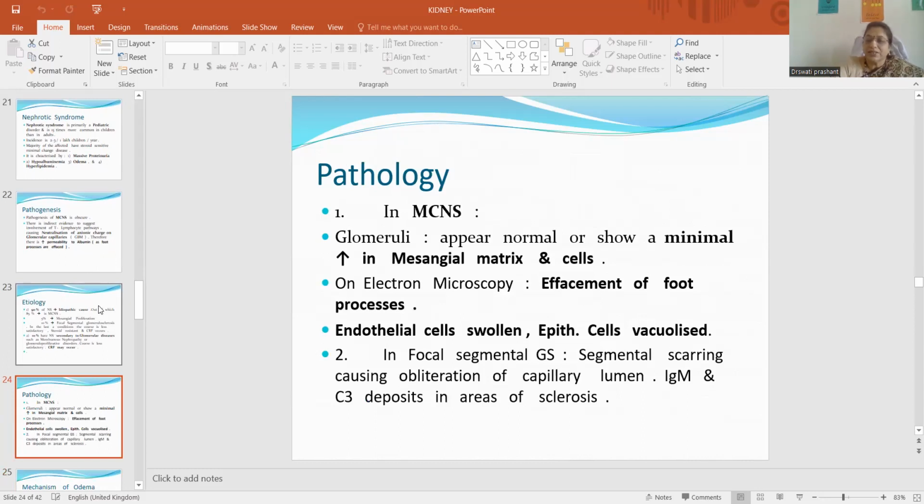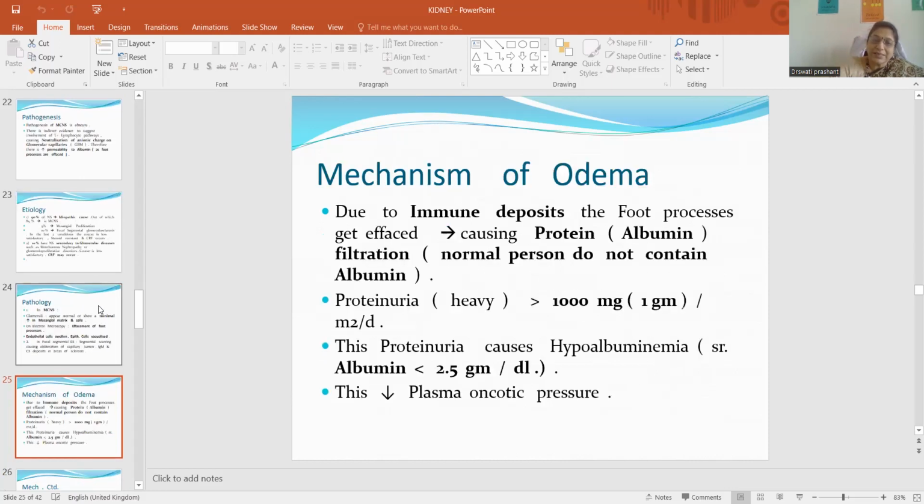In minimal change nephrotic syndrome, glomeruli appear normal or show minimal increase in mesangial matrix and cells. On electron microscopy, effacement of the foot processes is seen, and therefore it is also called foot process disease. Endothelial cells look swollen, while epithelial cells look vacuolized. In focal segmental glomerulosclerosis, segmental scarring causes obliteration of the capillary lumen, and IgM and C3 deposits in areas of sclerosis will be seen.